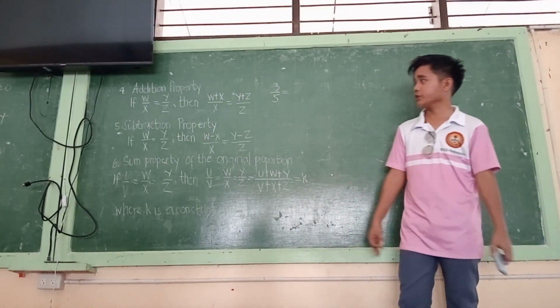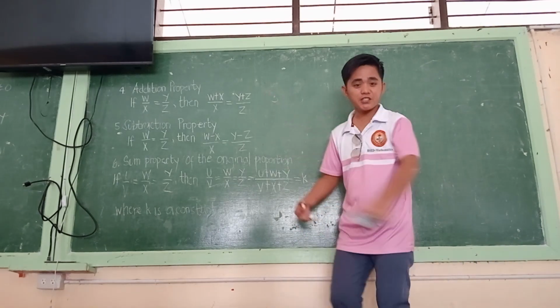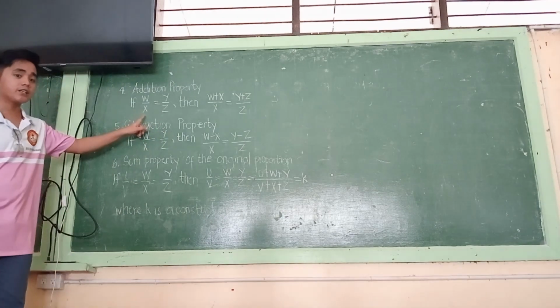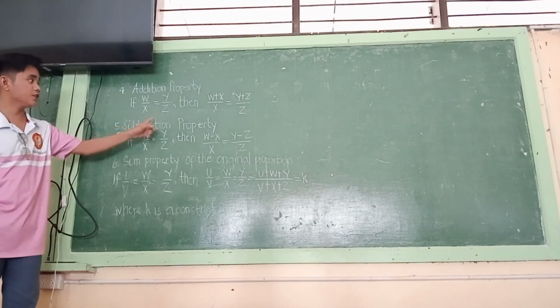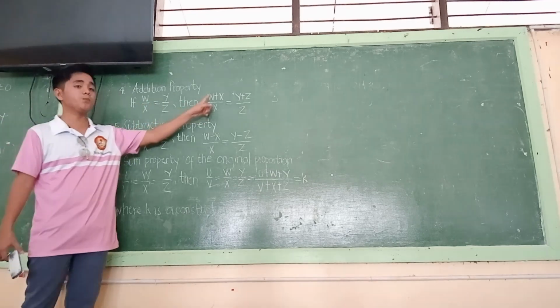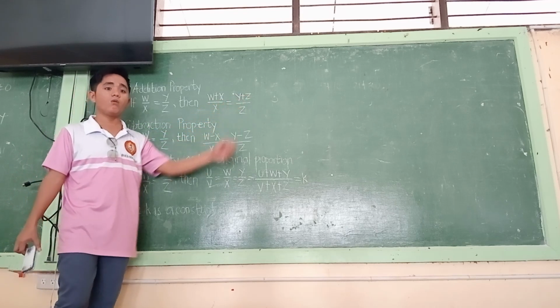Okay, so the fourth property that we have is the addition property. The addition property states that if W over X is equal to Y over Z, then we could rewrite this proportion into W plus X over X is equal to Y plus Z over Z.